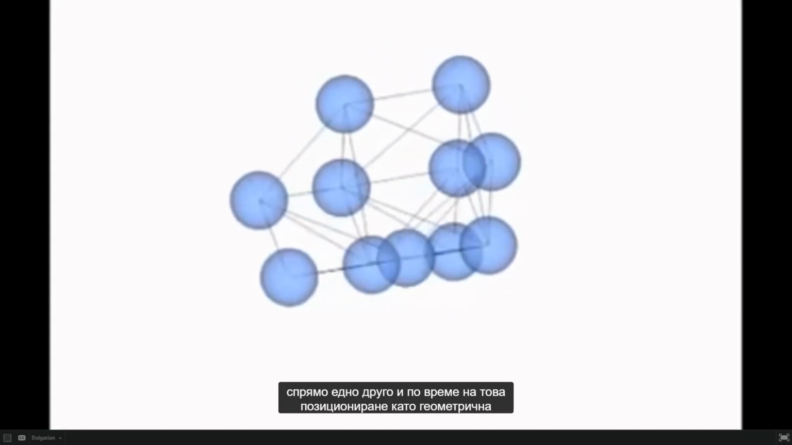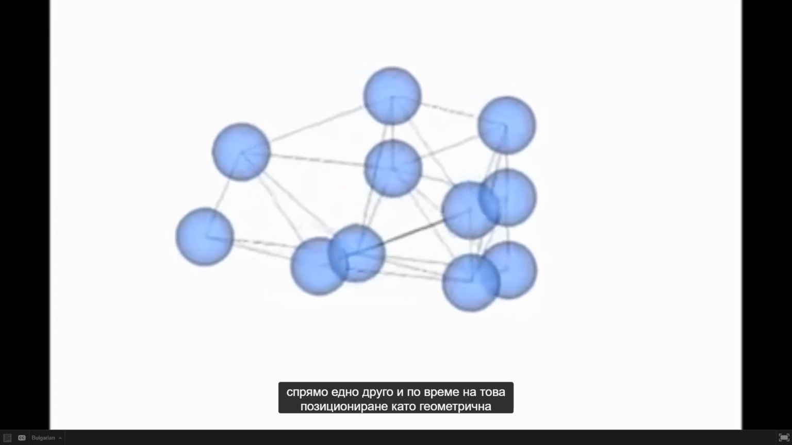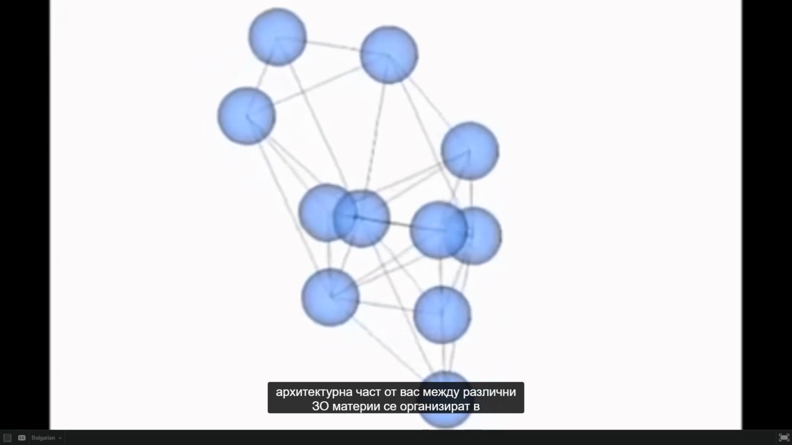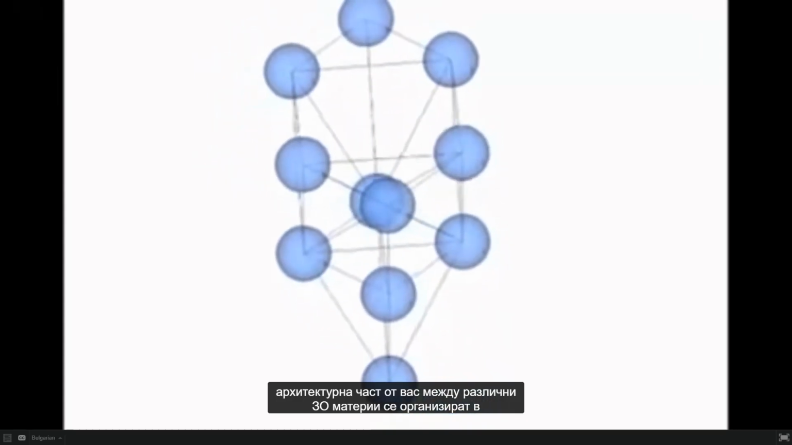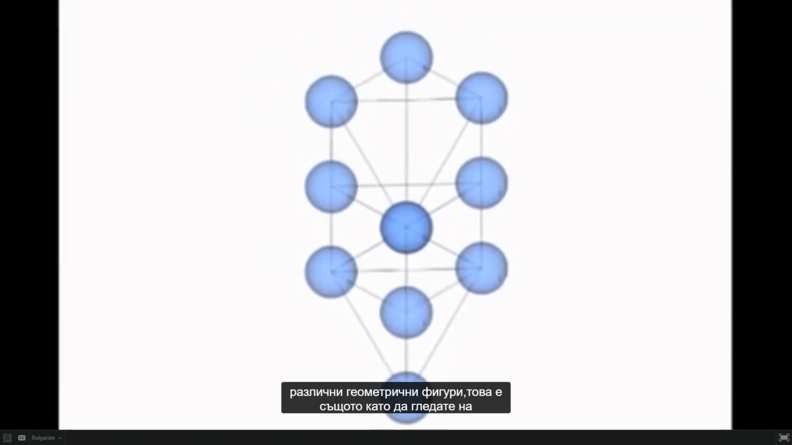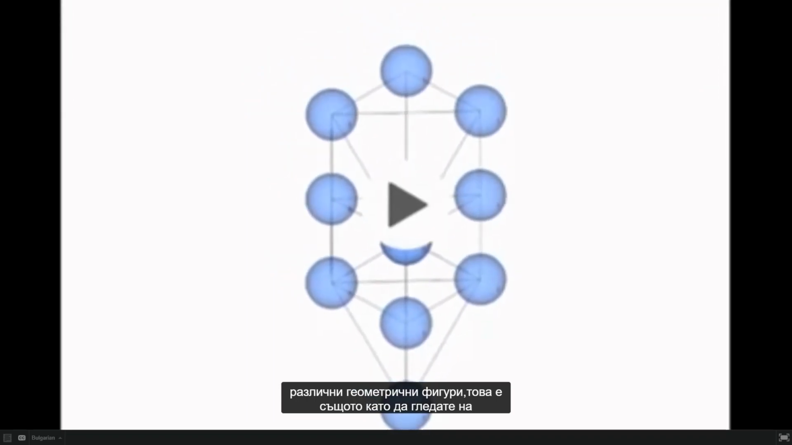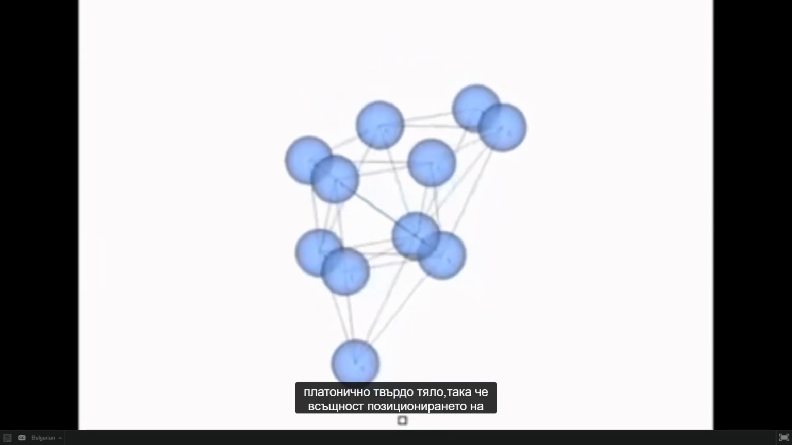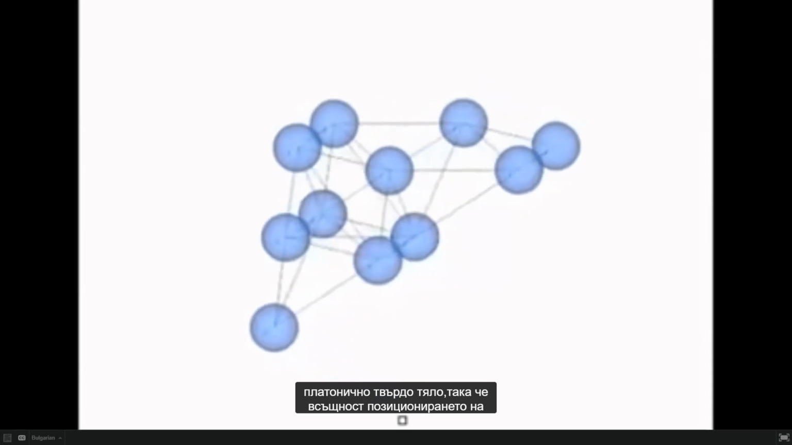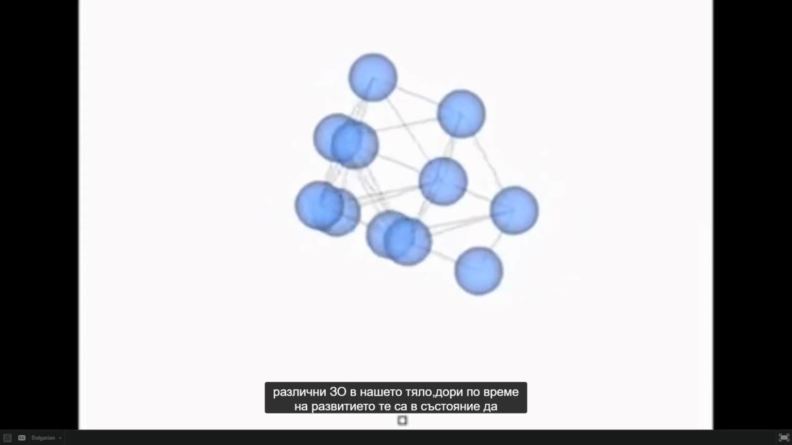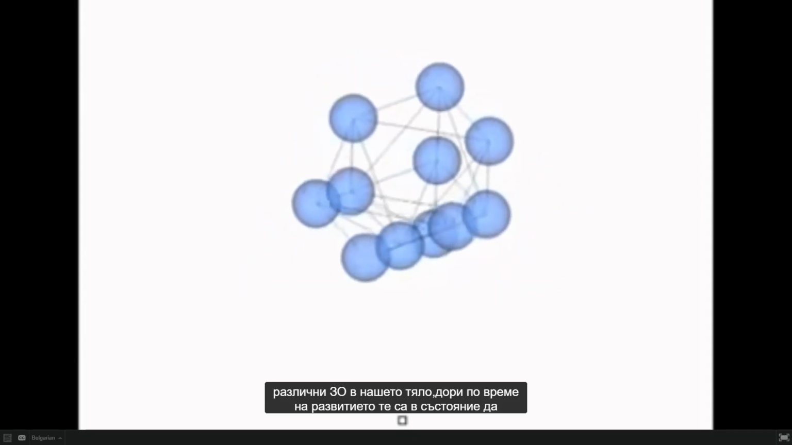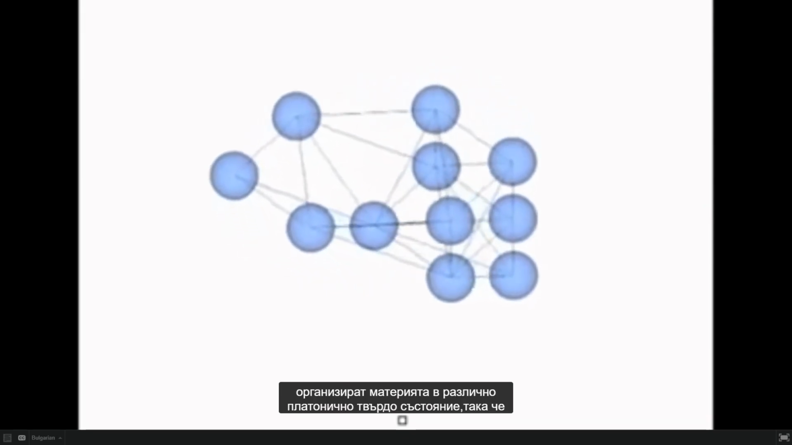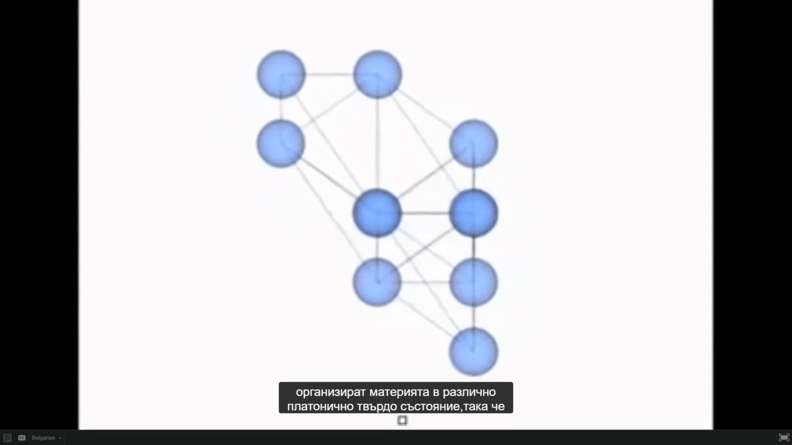During that positioning, from a geometric architecture point of view, between different star formations, matter organizes in different geometrical figures. This is the same as how you look at the platonic solid. So actually, the positioning of different star formations in our body, even during development, is able to organize the matter in different solid, platonic solid states.